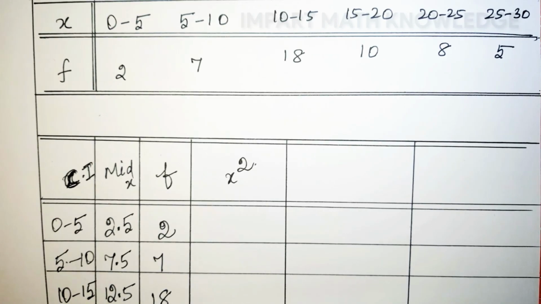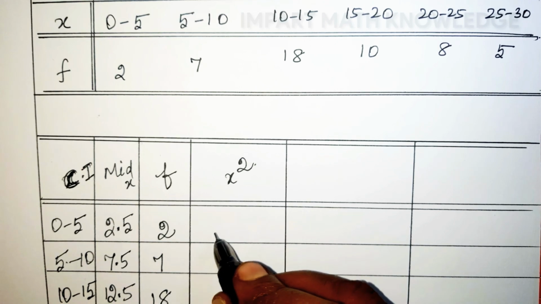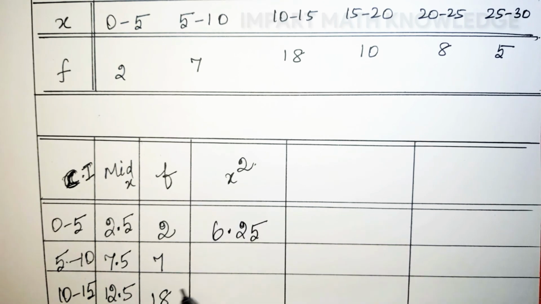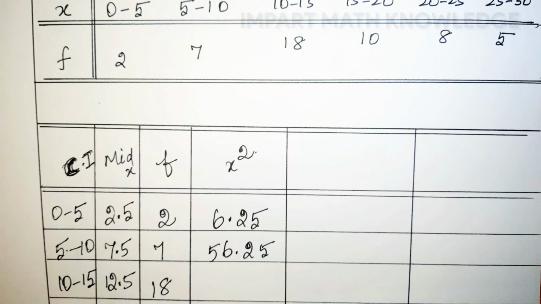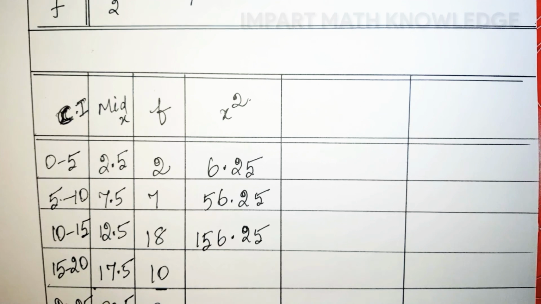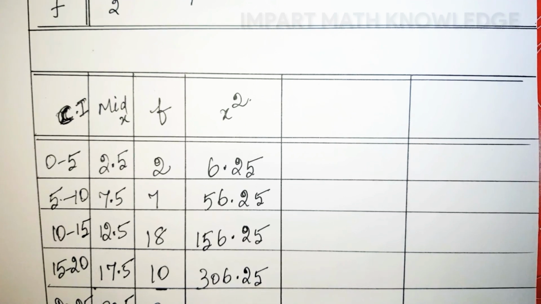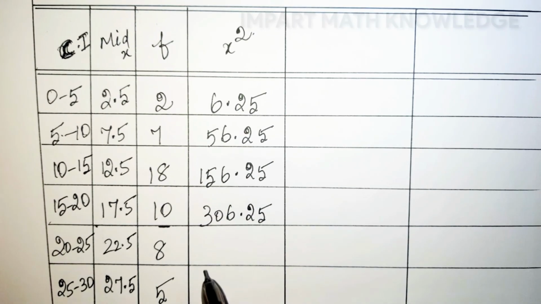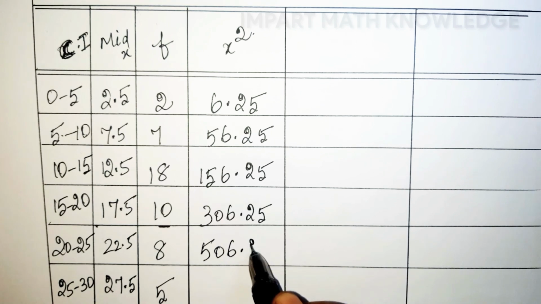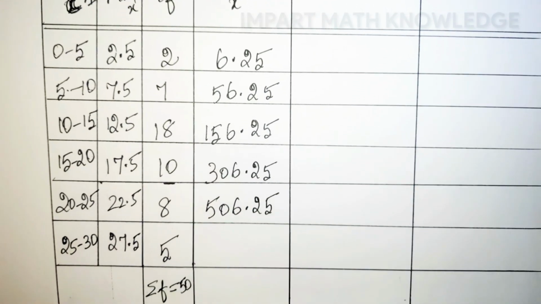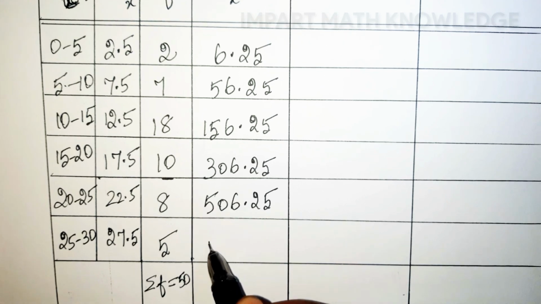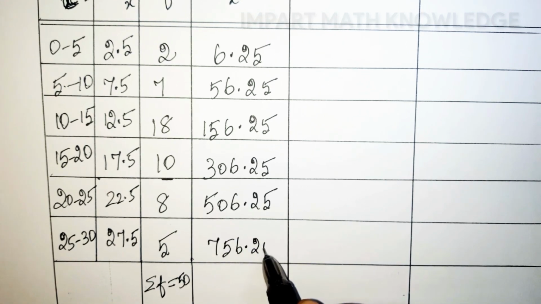Next we have to find x square. 2.5 square is 6.25. 7.5 square is 56.25. 12.5 square is 156.25. 17.5 square is equal to 306.25. 22.5 square is equal to 506.25. 27.5 square is 756.25.